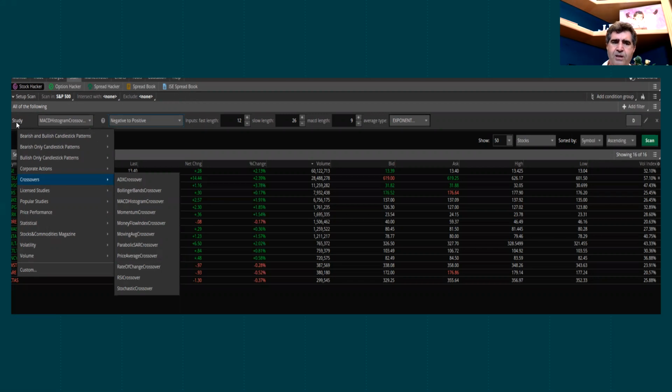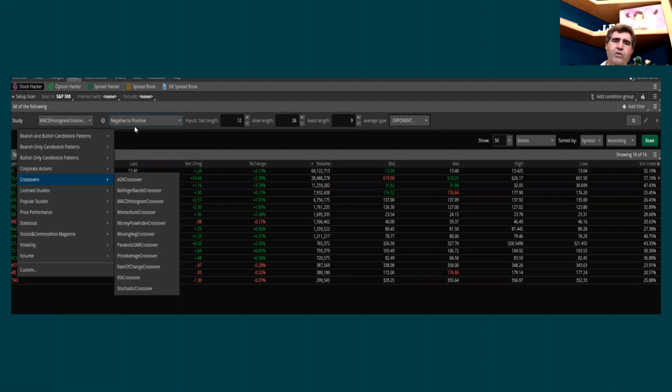Just go to the study, and once you press the study, you shall see there's ADX and quite a few crossovers here, different indicators. Just go to the crossover, and from crossover, you can choose, in this situation, your MACD histogram. By doing that, you click on that. Now you can choose whether you want to be negative, or positive.